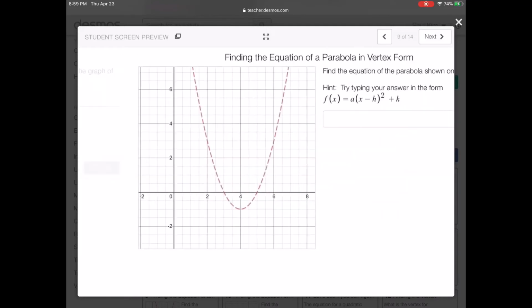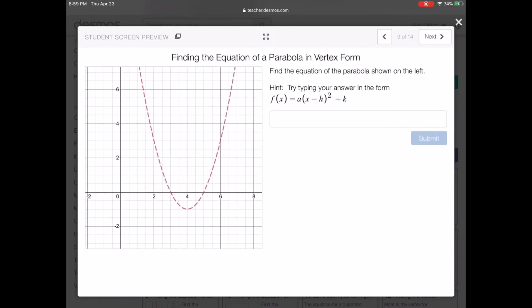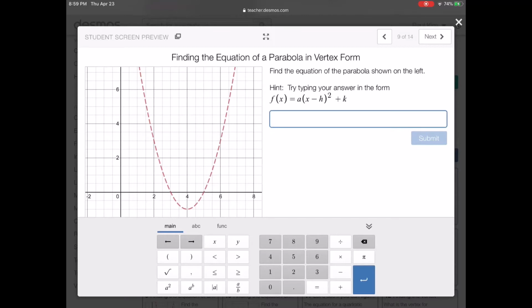Find the equation of the parabola shown on the left. Try typing your answer in this form. So look at where the vertex is at. The vertex is at 4, -1. So for now, I'm going to leave a as 1. Because my graph got shifted right 4 units, I know I need x minus 4 squared. And then because it got moved down 1 unit, I'm going to put a -1. And you notice it matches, and that's my answer.